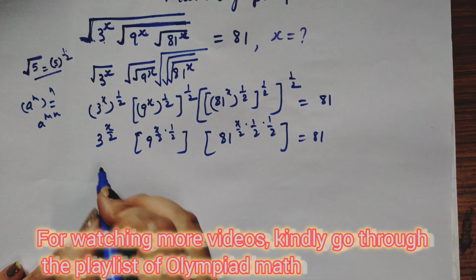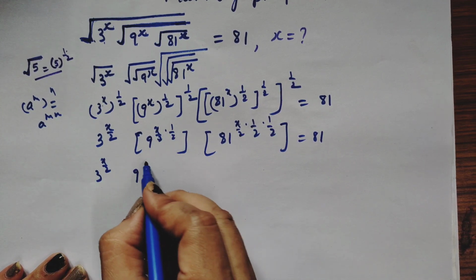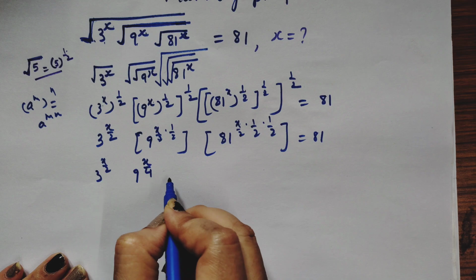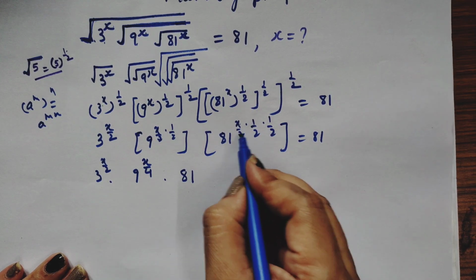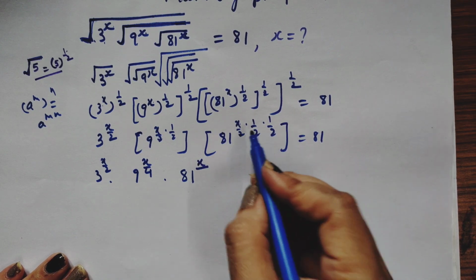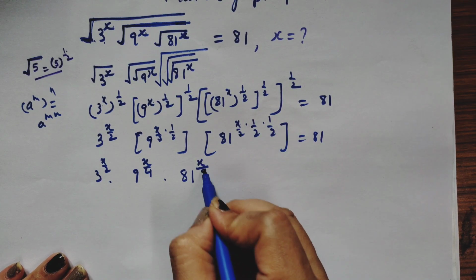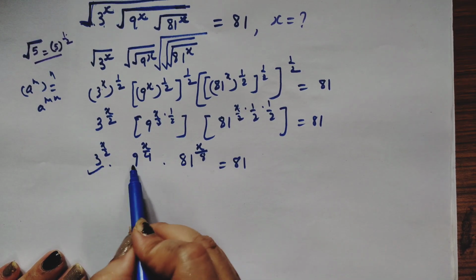So we'll do the next step. 3 power x by 2, and 9 power x by 2 into 1 by 2 is x by 4, and here you can see 81 power x by 2, 1 by 2 and 1 by 2. If you multiply, we'll get the power 2 to the 4, 4 to the 8, power equals to 81. Now you can see that 3, 9 and 81.